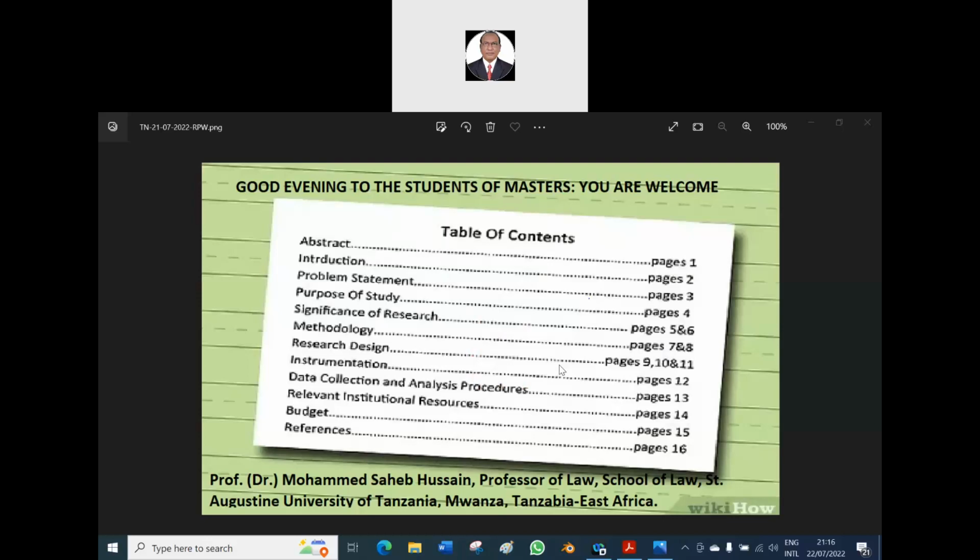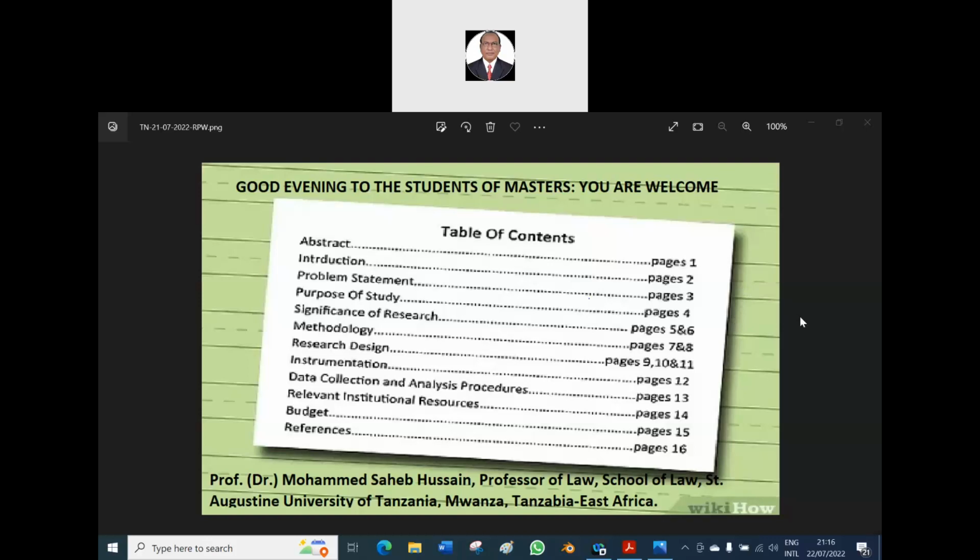The master students of mine, those who are going to write the research proposal. Yesterday they did the first class, and it's a continuation of yesterday's class to today's class. Please read what I posted on the screen so that I could know that you are with me and I am with you. Both are traveling in the same boat. Anyone can unmute and read what I posted on the screen. The same thing which I made yesterday, good evening to the students of masters. You are welcome. And this is about writing the research proposal.